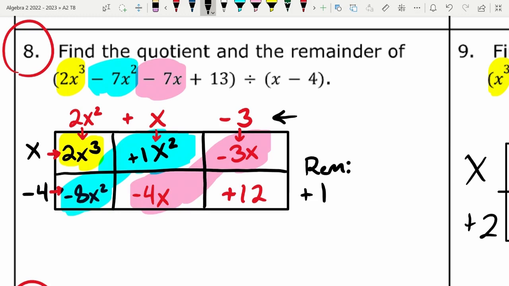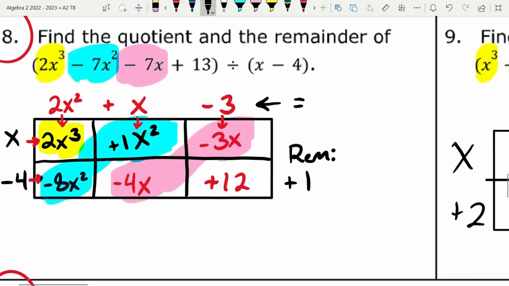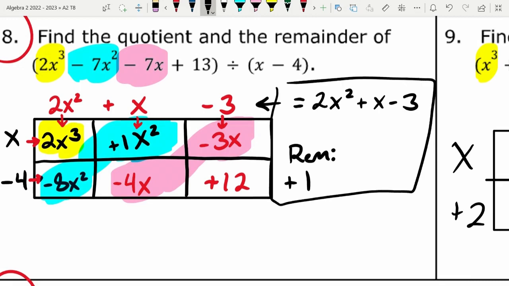So when you divide these two things, it is equal to 2x squared plus x minus 3 with a remainder of 1. Okay, this answer still should be correct even if you use a different method. So if you use a method other than this and you have a different Algebra 2 teacher, check your answer anyways.